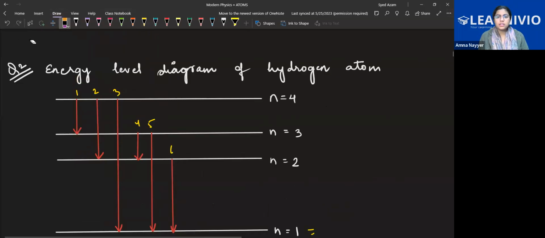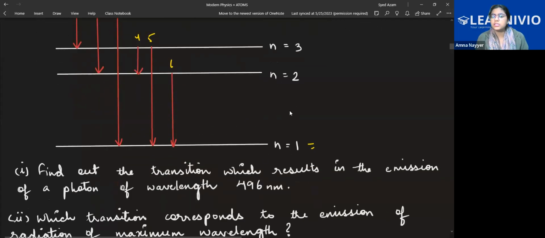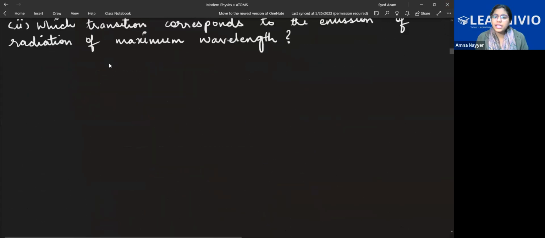Now see, what is the first energy transition corresponding to? The best way to solve this question is this: the question is asking, out of all the transitions, which energy difference will give you a wavelength of this. So firstly, class, we can at least calculate. See, the wavelength is given as 496.